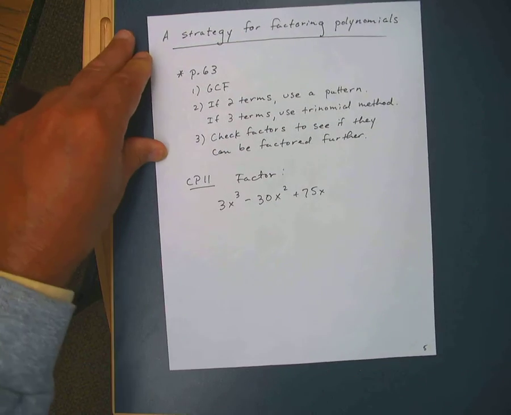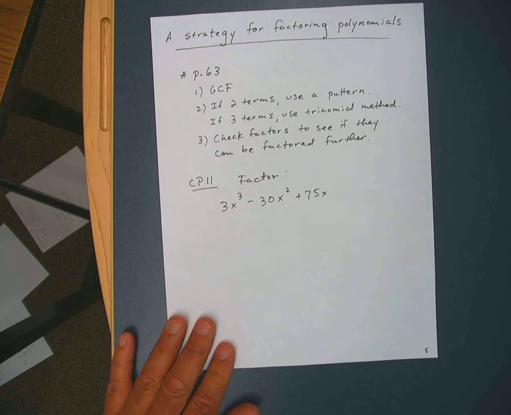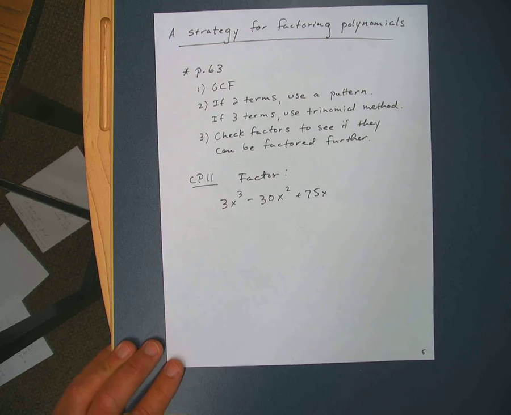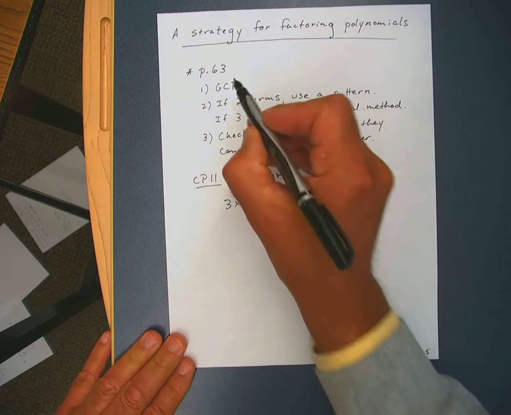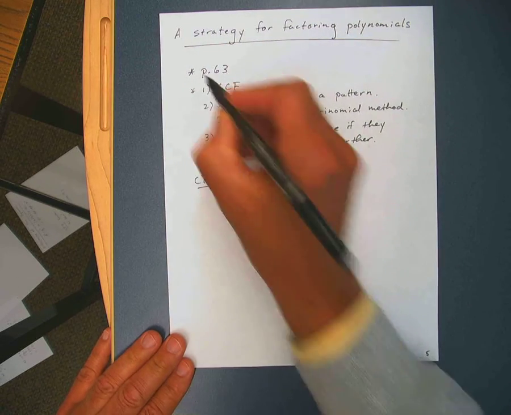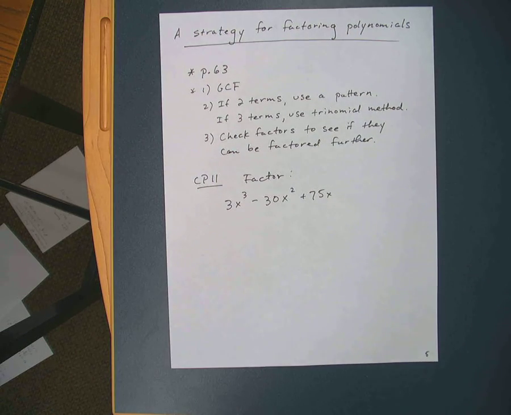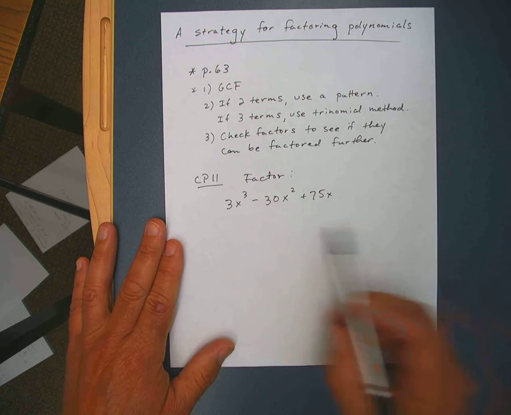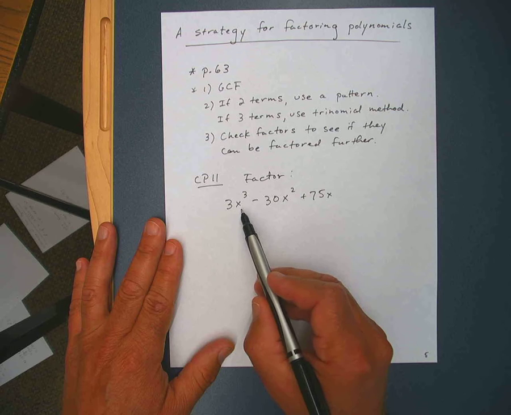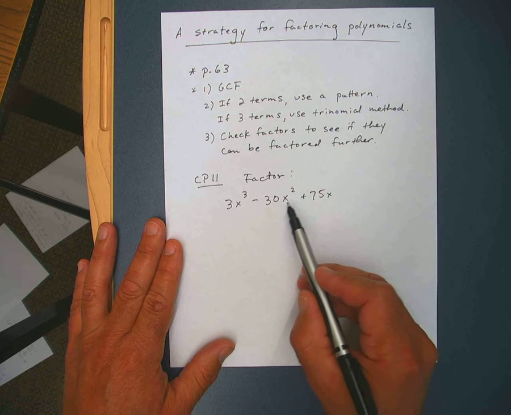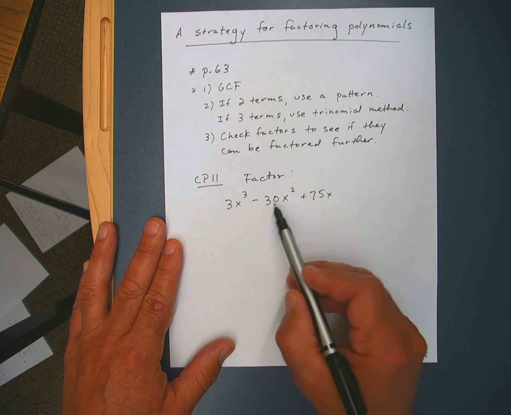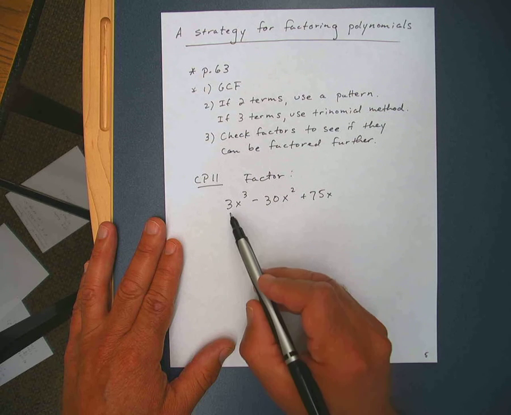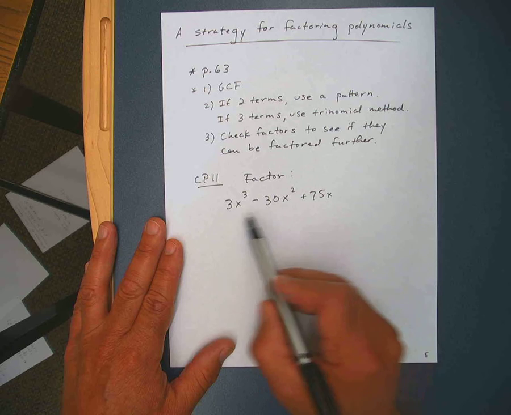This is checkpoint 11 in the book. It's a trinomial, but the first thing we should try, and again, I always try this first, is to see if we can take out some common factors. So if we look at the first term, we have 3 and x's. The second term has a couple x's, so it has that in common. 3 is also a factor of 30. So far we have 3 and x squared as common factors.